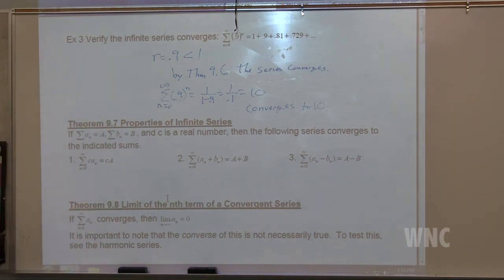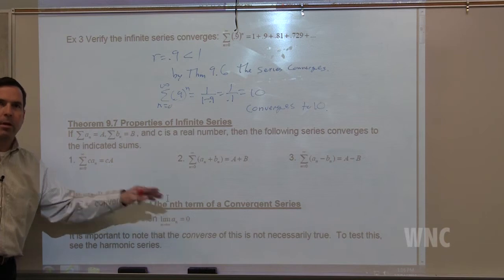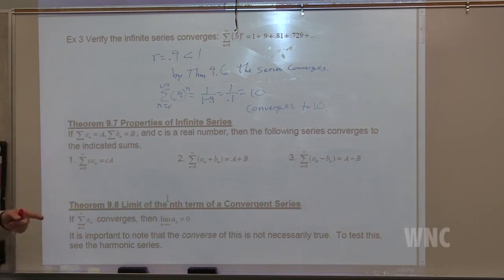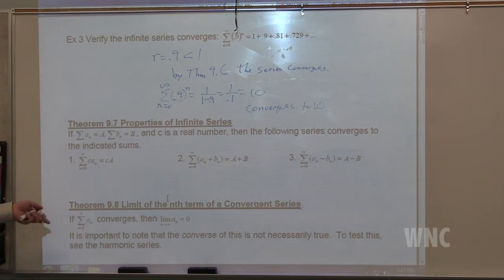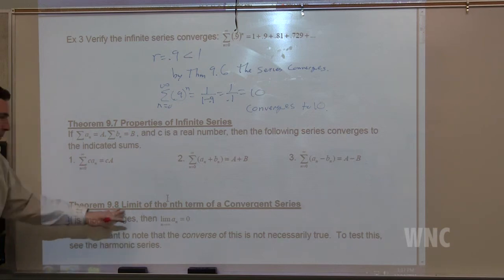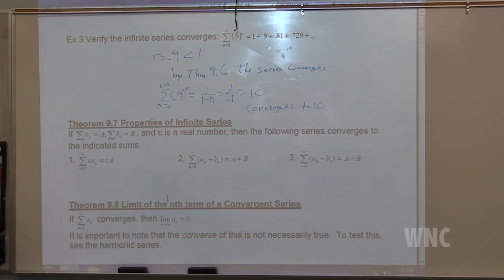9.8, the limit of the nth term of a convergent series. If the sum as n goes from 1 to infinity of a sub n converges, then the limit is 0. I want to be careful here. If the limit is 0, it does not imply that it's convergent, though. That's an important distinction to make. This is an if-then statement. The if part is: if the series converges, then the limit is 0. It's important to note that the converse, as I was just saying, is not necessarily true.